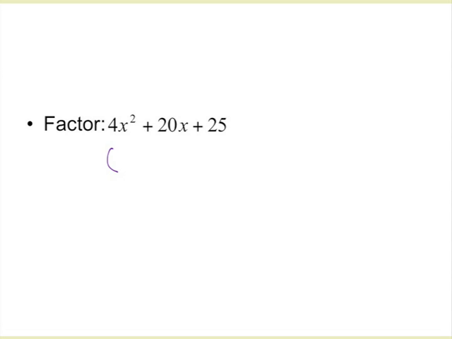4x squared, what is its square root? 25, what is its square root? If I multiply 2 times 5, I get 10, and if I double it, I get 20, which is the middle number and what we need, and we take the sign of that middle number.